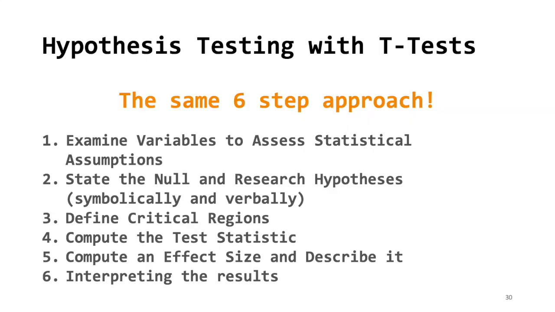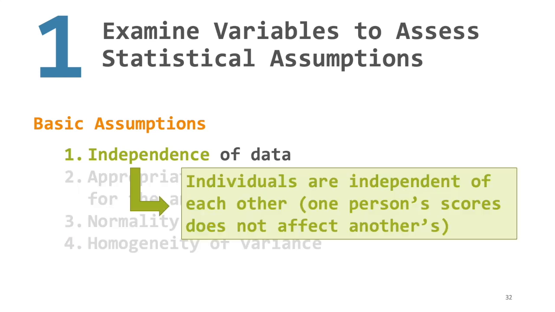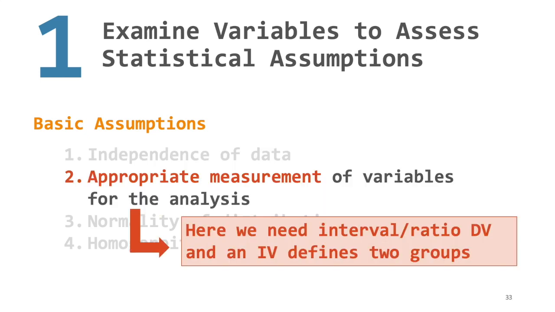Probably not a shocker. We're going to use the same 6-step approach with the independent samples t-test as we did with the one sample. With that, step one is looking at basic assumptions. These are roughly the same as before. Independence is the same. The groups are independent of each other, and each individual in the groups are independent of each other. The measurements are appropriate where we have an interval ratio dependent variable and an IV that defines two groups.